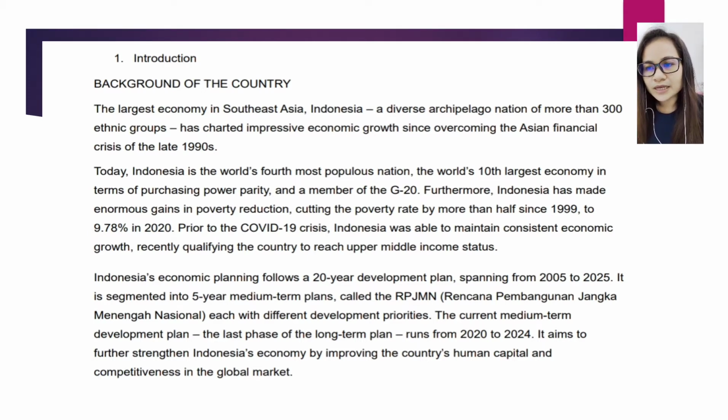Indonesia's economic planning follows a 20-year development plan spanning from 2005 to 2025. It is segmented into 5-year medium-term plans called the RPJMN, Rencana Pembangunan Jangka Menengah Nasional, each with different development priorities. The current medium-term development plan, the last phase of the long-term plan, runs from 2020 to 2024. It aims to further strengthen Indonesia's economy by improving the country's human capital and competitiveness in the global market.